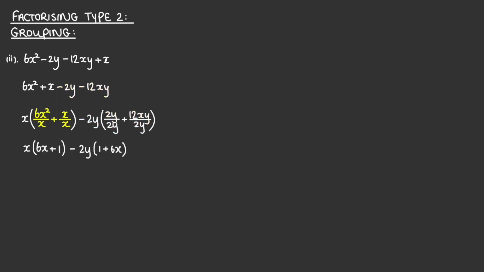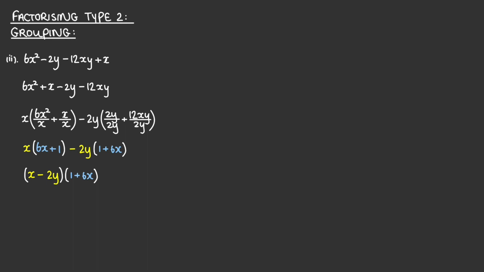Taking a look at the first set of brackets, we can say that 6x squared divided by x is 6x, and x divided by x is 1. Taking a look at the second set of brackets, we can say that 2y divided by 2y is 1, and 12xy divided by 2y is 6x. We can see that we're correct, because each bracket contains 1 plus 6x. The order of the numbers in each bracket does not matter.